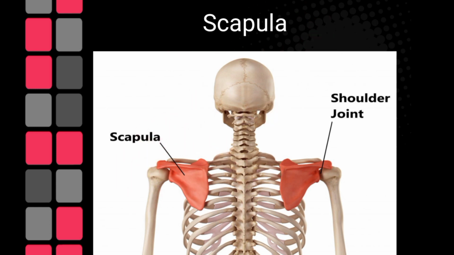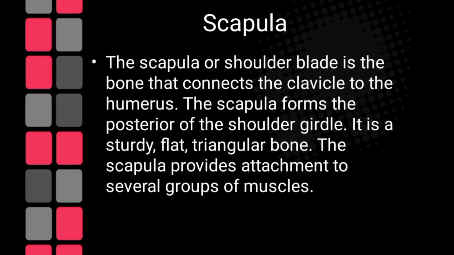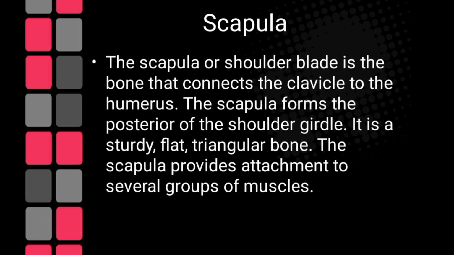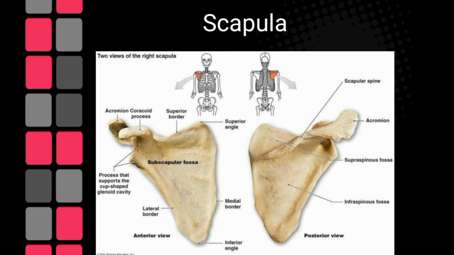Here you can see the scapula. This is a triangular bone. This is also called the shoulder blade. Scapula, the shoulder blade, is the bone that connects the clavicle to the humerus. Scapula forms the posterior part of the shoulder girdle. It is a sturdy flat triangular bone. Scapula provides attachment to several groups of muscles.